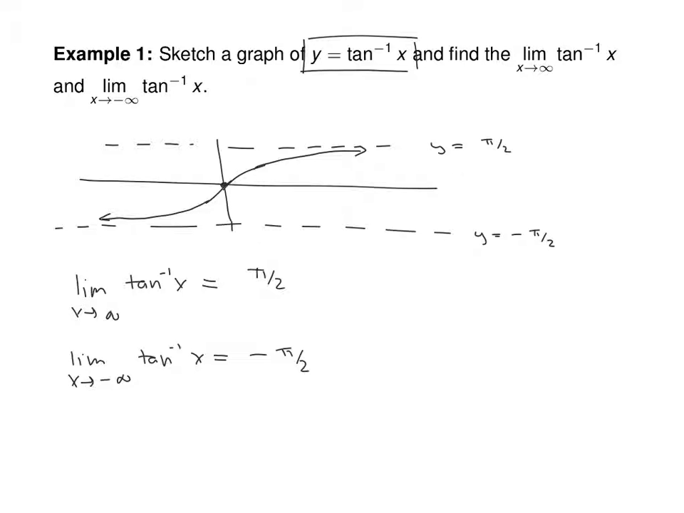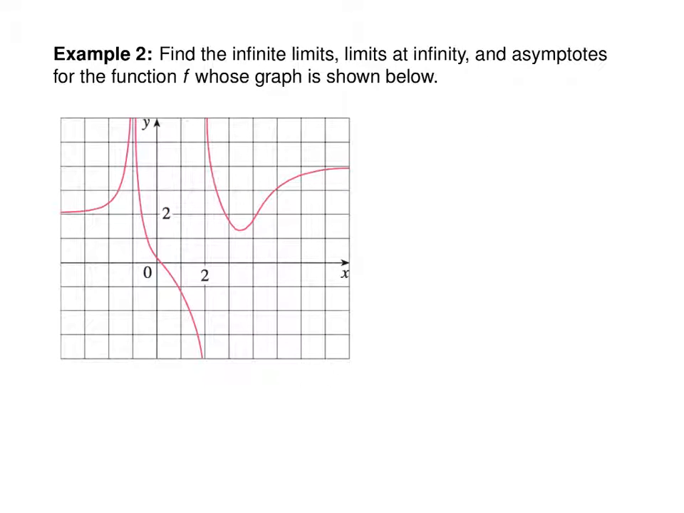Okay, find the infinite limits, the limits at infinity, and the asymptotes for the function f whose graph is shown below. So here are the infinite limits. These are the limits which equal plus or minus infinity. And how many places is the limit plus or minus infinity? Two. Okay, the first place is at x equals negative 1.